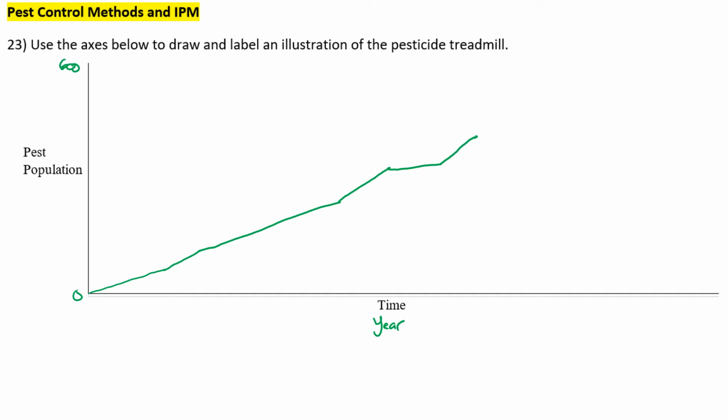Okay, so again, the pesticide treadmill is simply that the pest species will decrease at the very beginning, but then certain species will get resistant to that pesticide. And so new pesticides must be created in order for the pesticides to continue to work and kill off the pests.